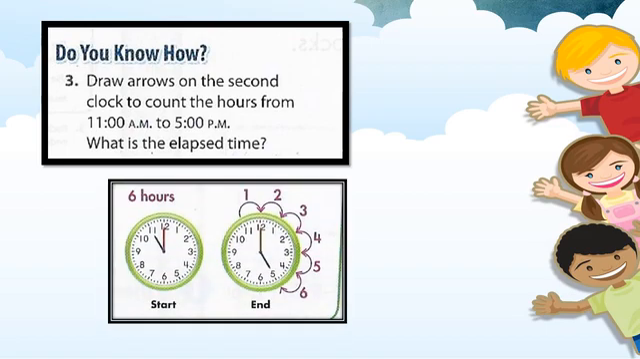How come it becomes 6 hours? From 11 o'clock in the morning, or a.m., we will count by 1 hour. So from 11: 1, 2, 3, 4, 5, 6. It ends at 5 p.m. So the elapsed time is 6 hours.